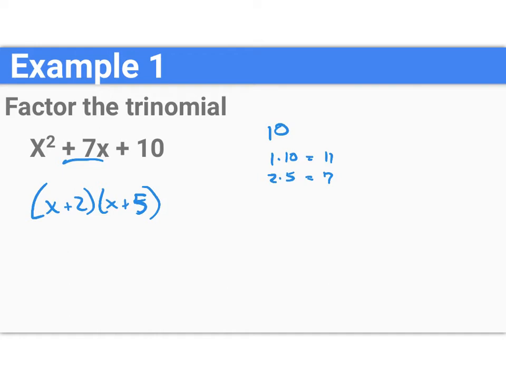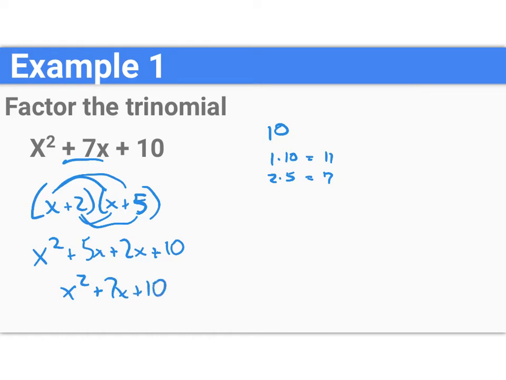And you can see if I FOIL it, x squared plus 5x, the inners, plus 2x, and the last plus 10, I get x squared plus 7x plus 10. And so this is the factored form.